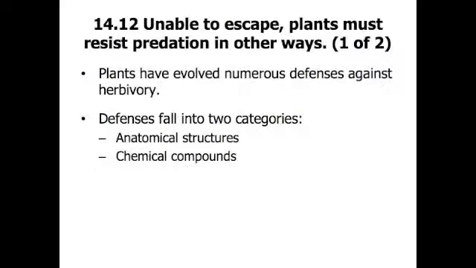Moving on, the interactions of plants and animals are not simple. On the one hand, plants depend on animals to pollinate their flowers and disperse their seeds.